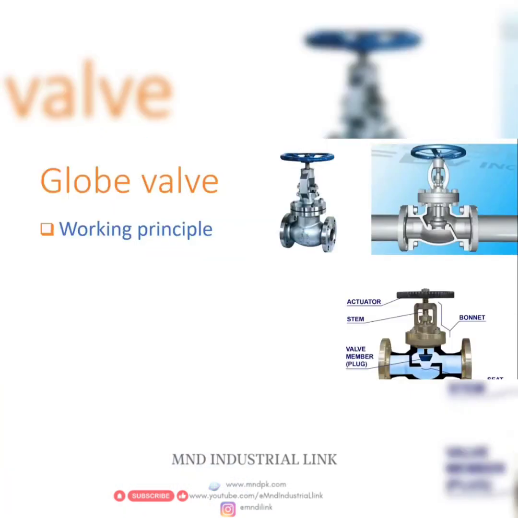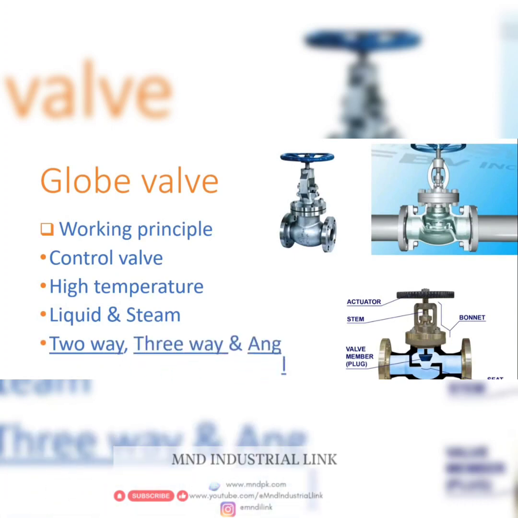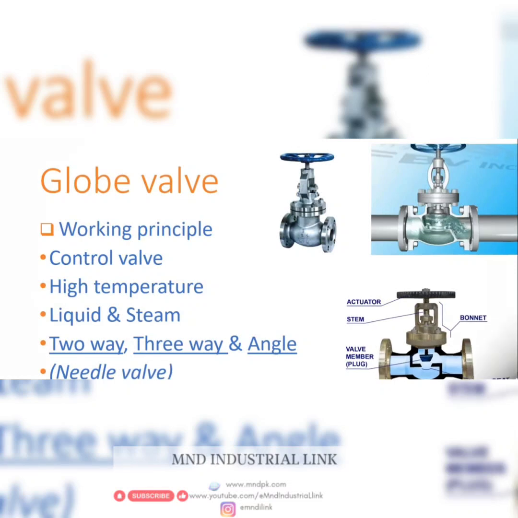Globe valve working principle. Its stem is connected to a plug or disc which is moved perpendicular to the seat. The globe valve is common for throttling purposes, controlling high temperature applications, but can also be used as a shut-off valve. It is used for both liquids and gases. There are three types: two-way, three-way and angle globe valves. And the needle valve works on the same principle, it uses only a needle instead of the globe.